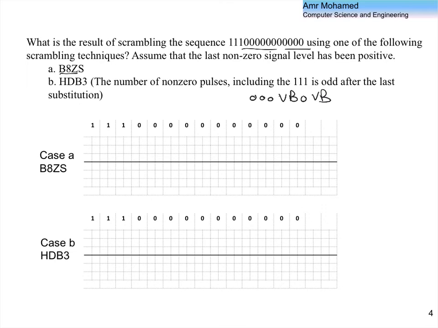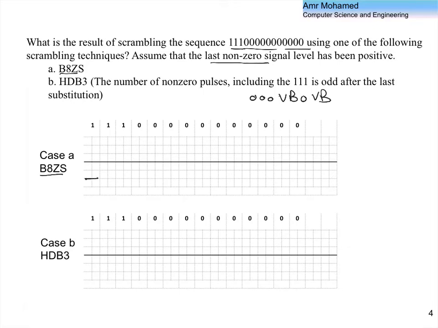Okay. So for case A, the bits 1 1 1 and all zeros. The first one here is mapped either positive or negative, based on the one before it. If the one before it was positive, then it's negative. If the one before it was negative, it's positive. So the last non-zero signal level has been positive, so this one is negative.